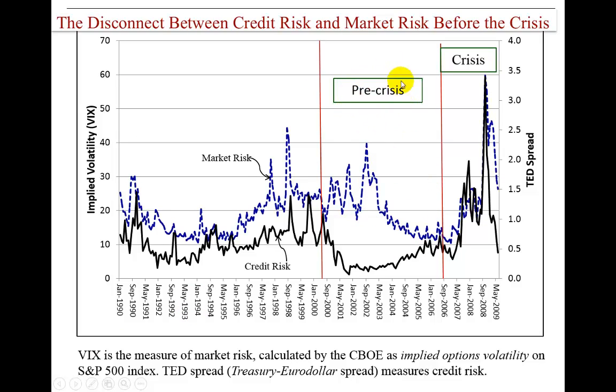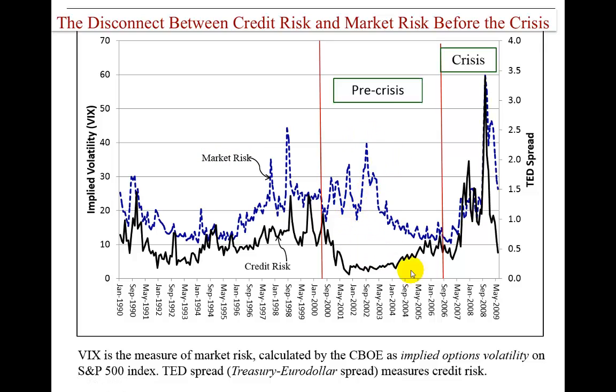So now in this pre-crisis period when home prices were escalating by 60%, look at what happened in the financial markets. The blue dotted line is actually VIX, which is the implied volatility index that captures expected market risk. Some refer to it as the investor fear gauge.